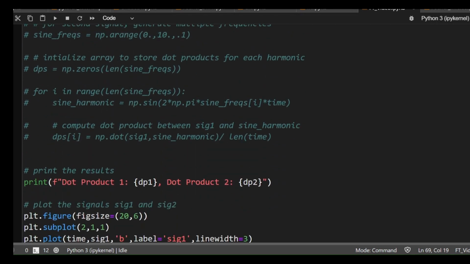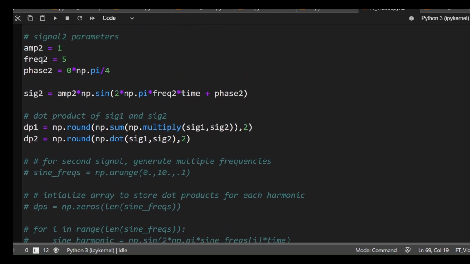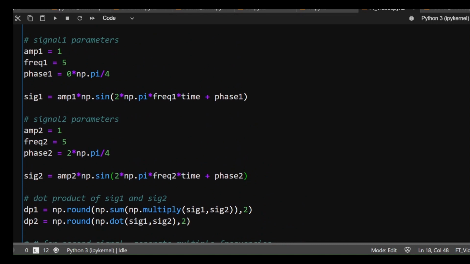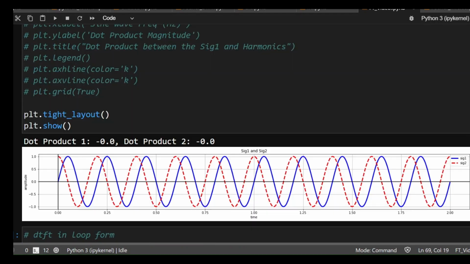What happens if we try to change the phase? Does it change the dot product? Let's generate a phase difference of pi by 2, but the frequency is the same. There's no difference: frequency is 5 hertz, amplitude is 1, frequency is 5 hertz, amplitude is 1. Only here it is 0 phase, and here it is pi by 2. Let's see what happens.